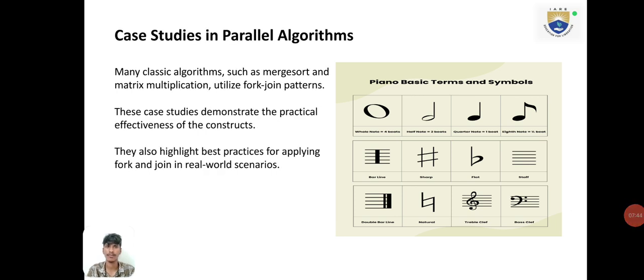Case studies in parallel algorithms. Many classic algorithms such as merge sort and matrix multiplication utilize fork join patterns. These case studies demonstrate the practical effectiveness of the constructs. They also highlight best practices for applying fork and join in real world scenarios.